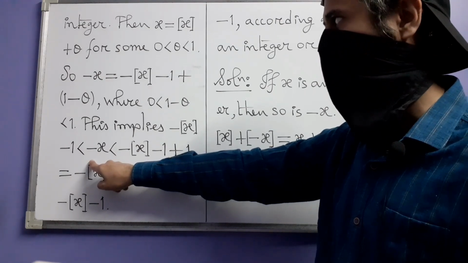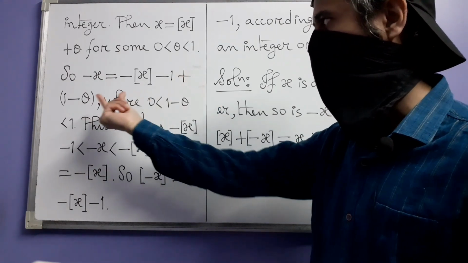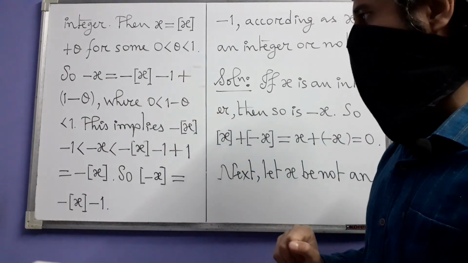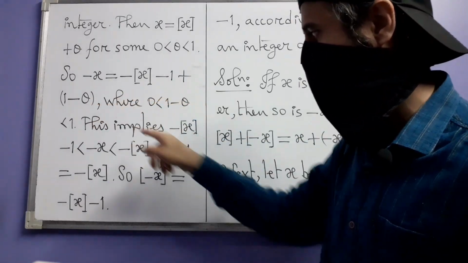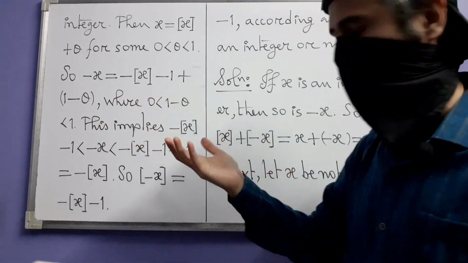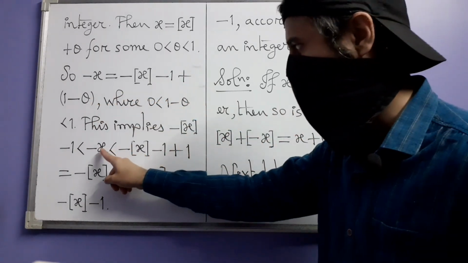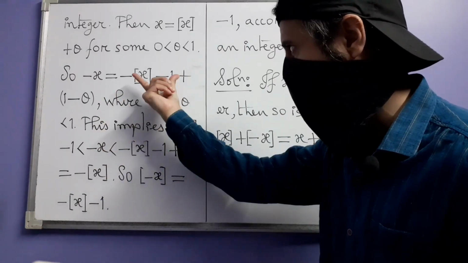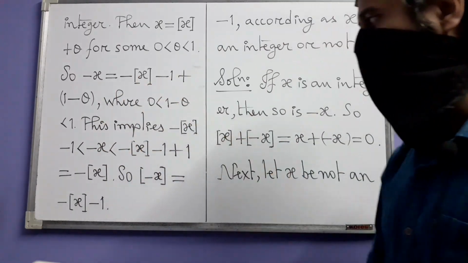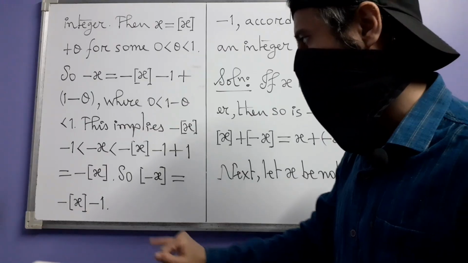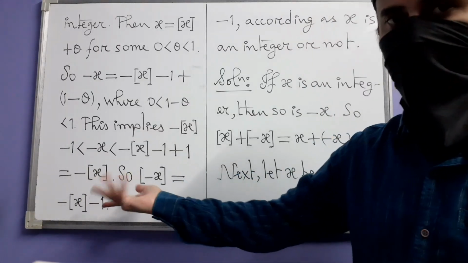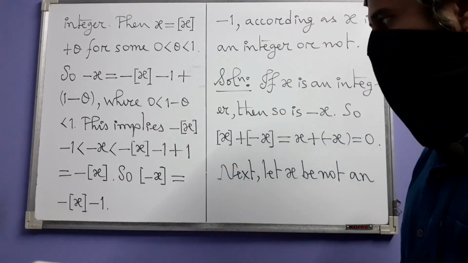But at the same time, because this part 1 minus theta is less than 1, if in place of 1 minus theta we write 1, that means we are writing more. So that is why minus x is less than this plus 1, which turns out to be equal to just minus the greatest integer value of x.